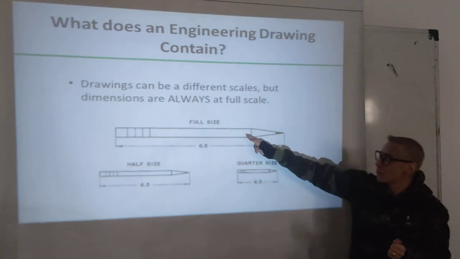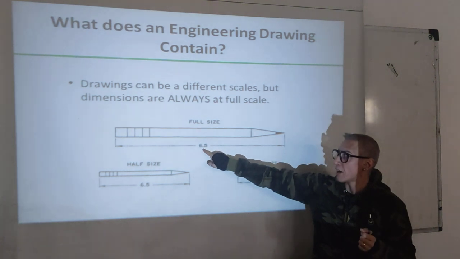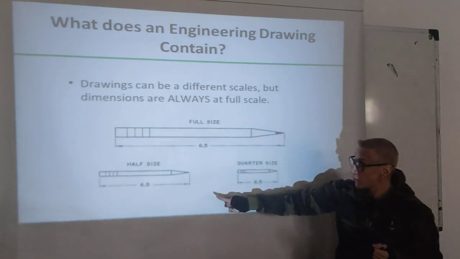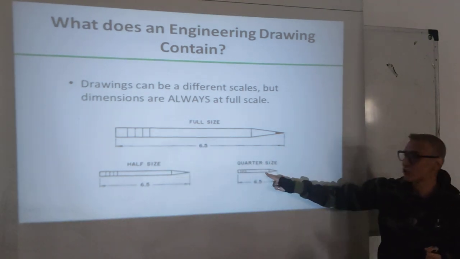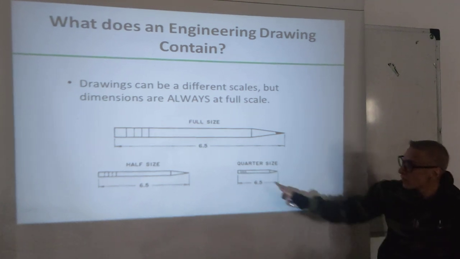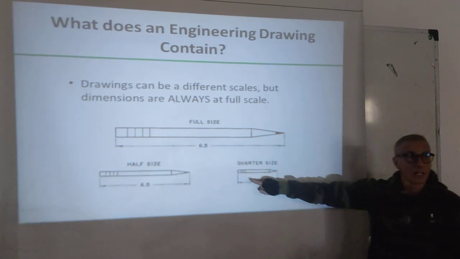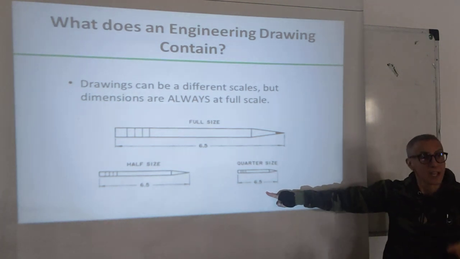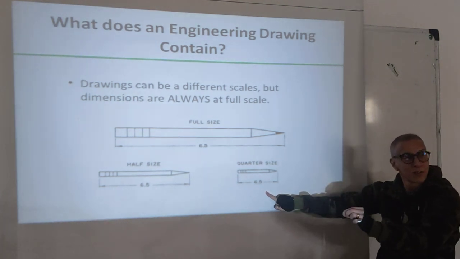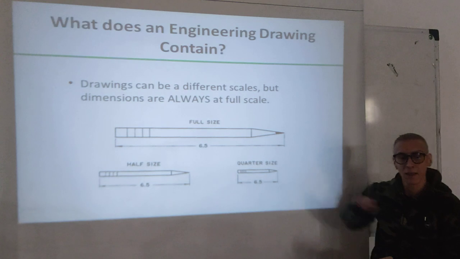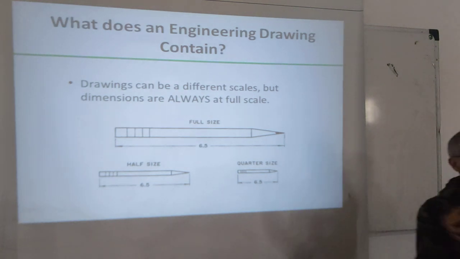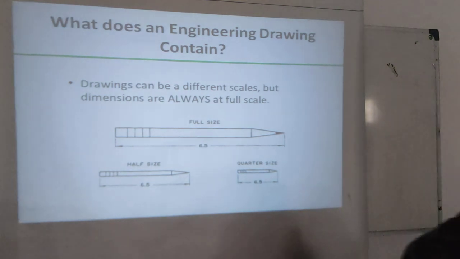okay? So if this pencil is, let's say, 6.5 centimeters, even if you draw it half size or quarter size or whatever on the drawing, the measurement needs to stay whatever it's going to be when it's made. Okay? So this you never change. Only the visual, how small it is on the drawing.